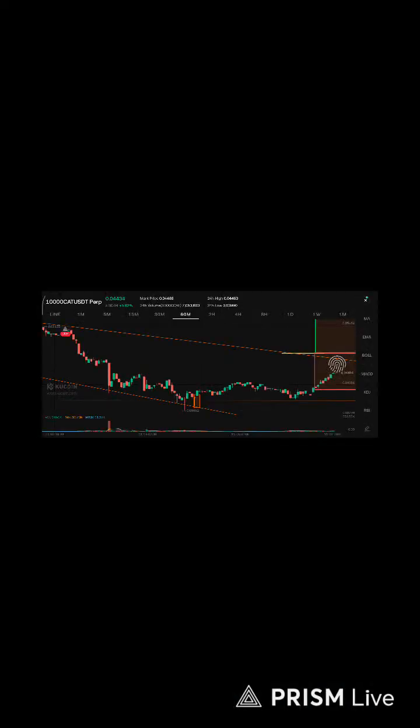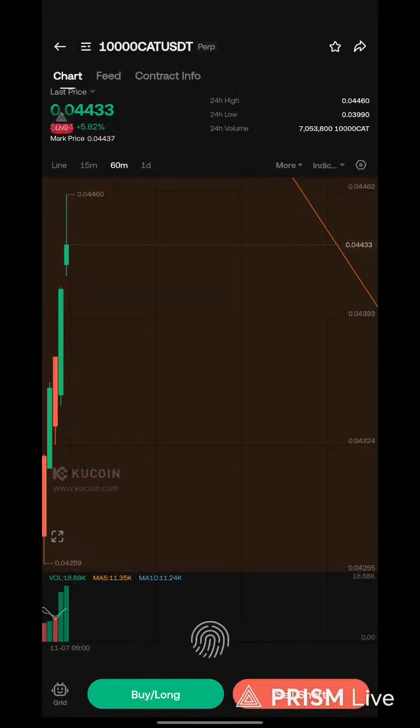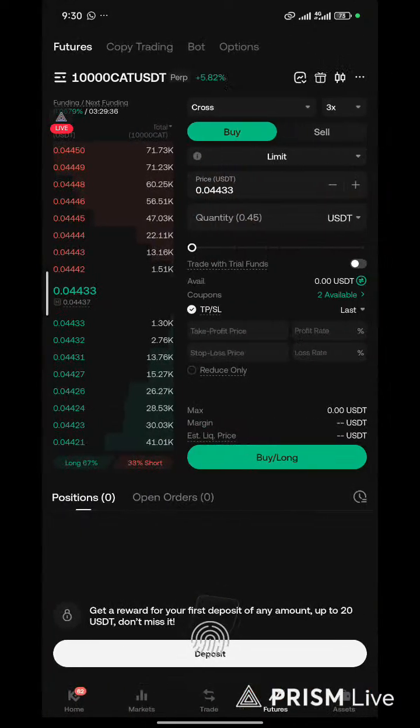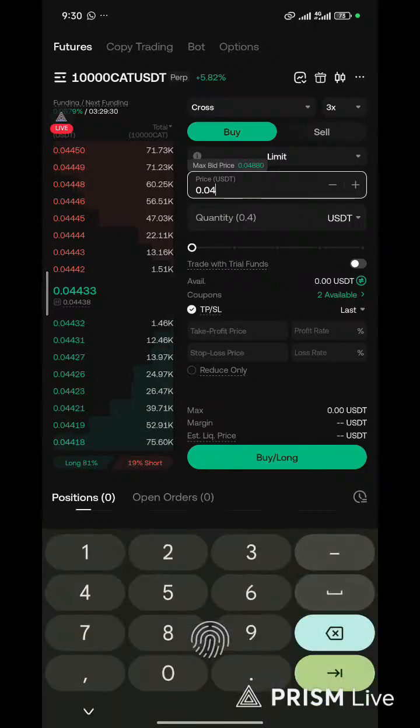And I'll enter the market at 0.0475, 4755. So you're going to buy at 0.4755. You set it at limit.